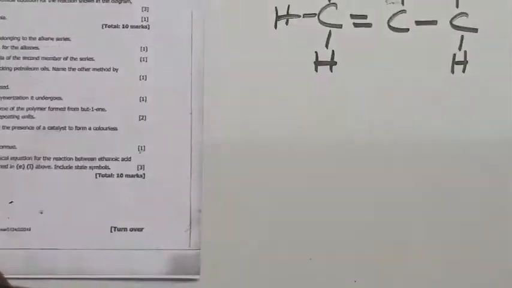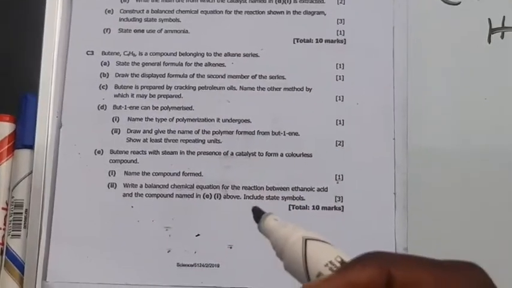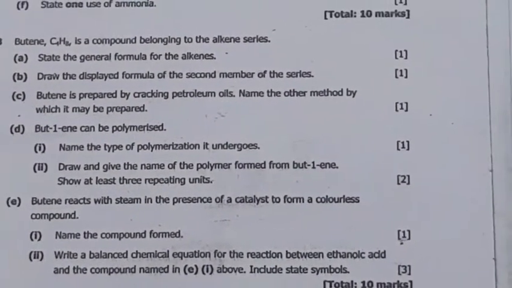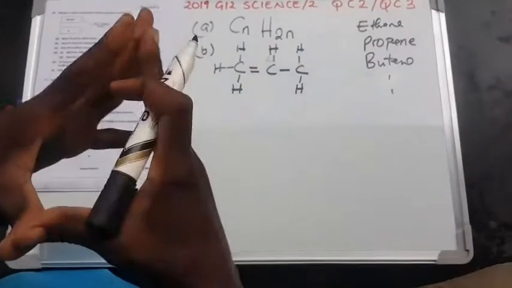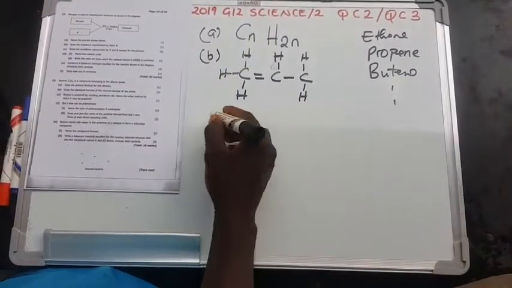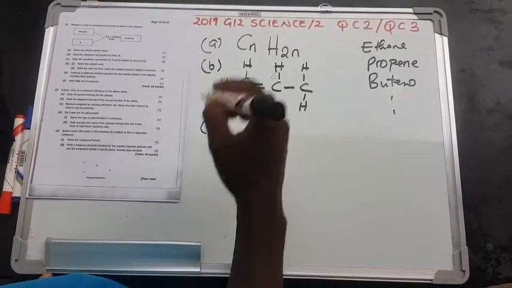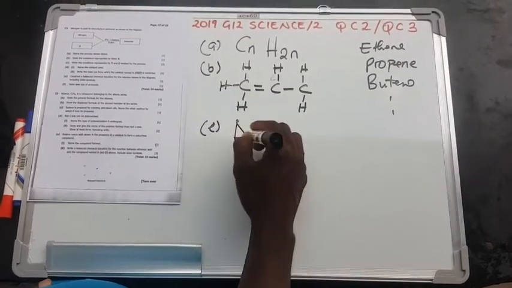Then C says butene is prepared by cracking petroleum oils. Name the other method by which it can be prepared. Now the cracking process can be by catalytic cracking or by fractional distillation. So the other way we can prepare butene is by dehydration.